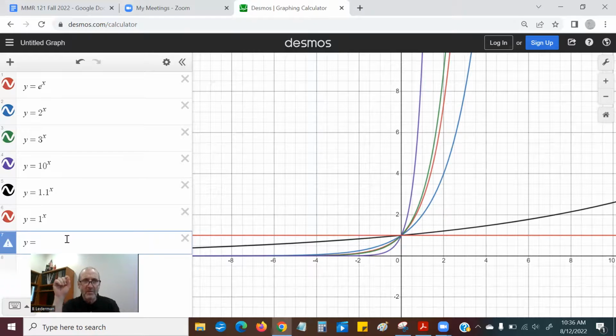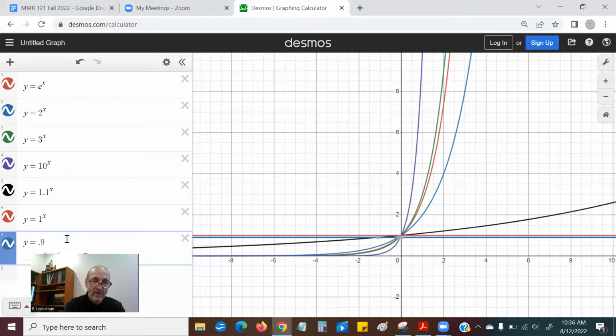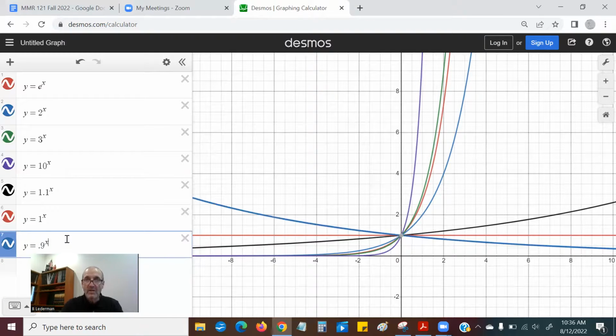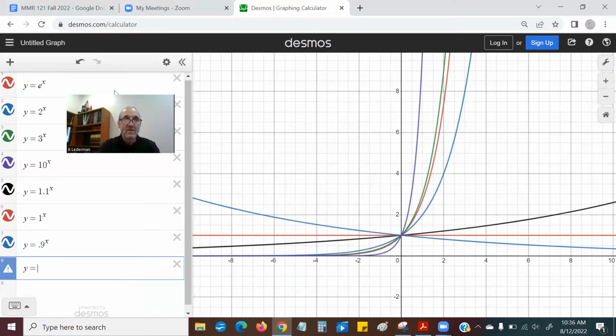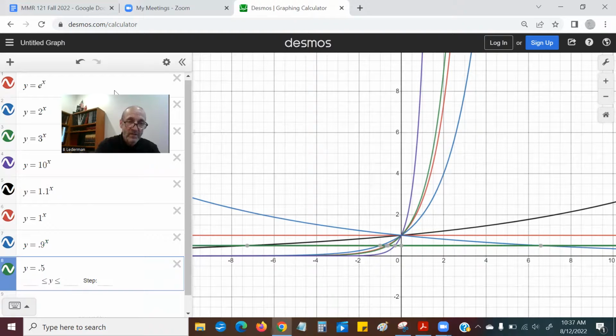Now let's look at what happens if I have not a negative number, but a number between 0 and 1. So y equals, let's say, 0.9 to the x power. That's going to be asymptotic to the x-axis on the positive side. It's going to grow on the negative side. Let's say y equals 0.5, or 1/2, to the x power.